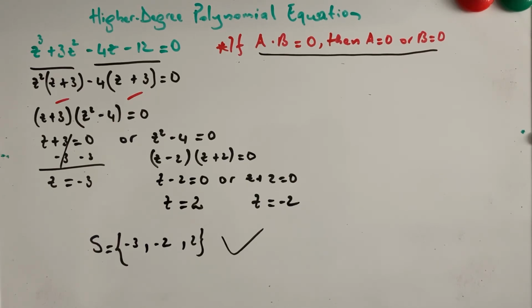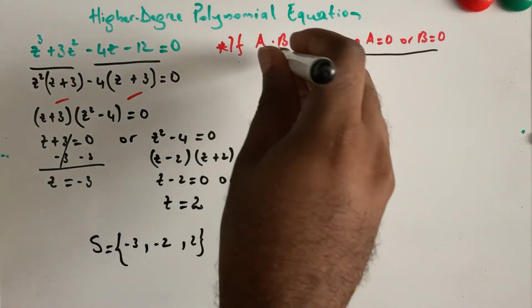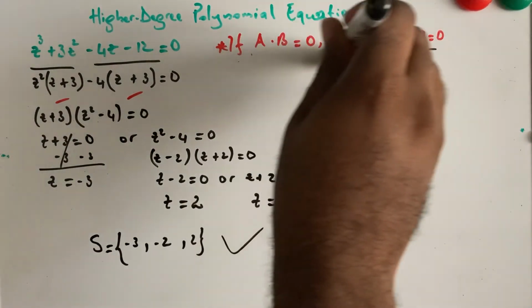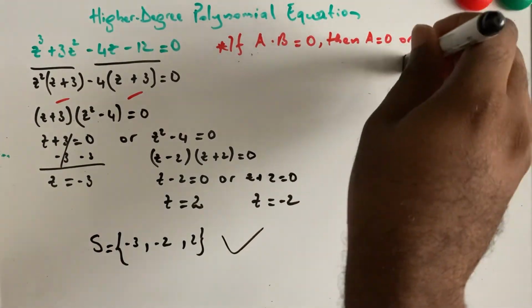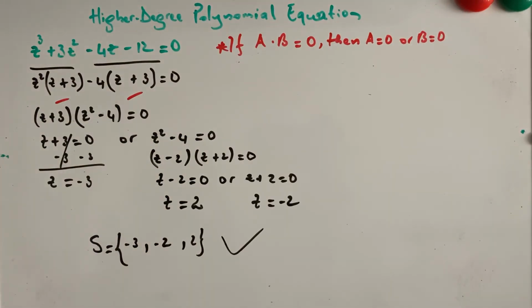All I have to tell you is that you need to remember this right here. What I said is that if you have two factors and their product is 0, then one of them has to be 0, okay? And here I used the grouping method to solve this higher degree polynomial.